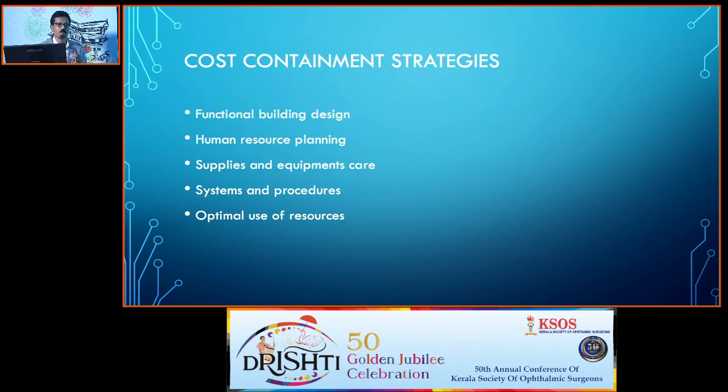Then care of equipment. Say you buy an automated perimeter, its life, if you look after it properly with good AMC and good care, you can use it for almost 8 to 10 years. In our hospital, we are using it that long.